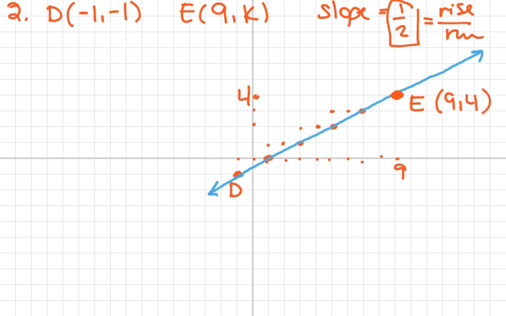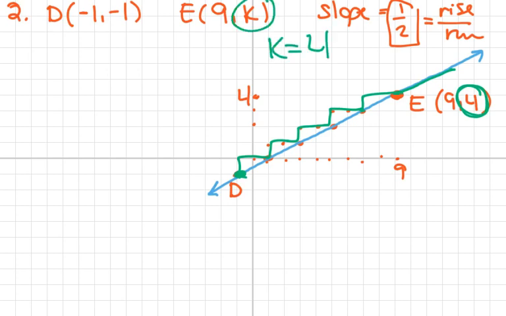I figured that out using this point that I knew and the slope, going up 1 over 2, up 1 over 2, until I got to 9, comma, what on this line was 4. So now I know that k equals 4. Okay, so that's one way to figure it out, but you need to be pretty accurate in your graphing.